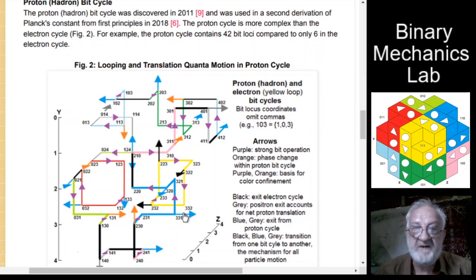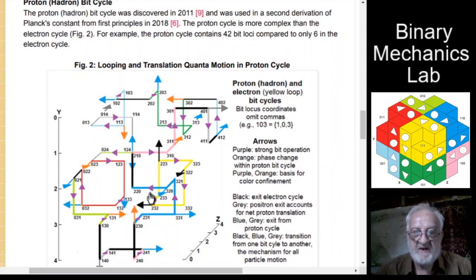The proton-hadron bit cycle was discovered in 2011 and was used in a second derivation of Planck's constant from first principles in 2018. The proton cycle is more complex than the electron cycle.